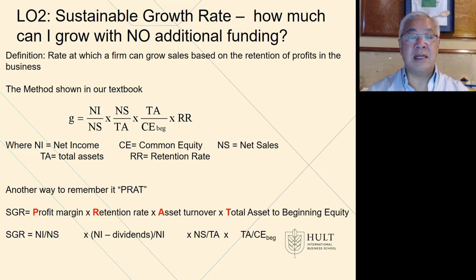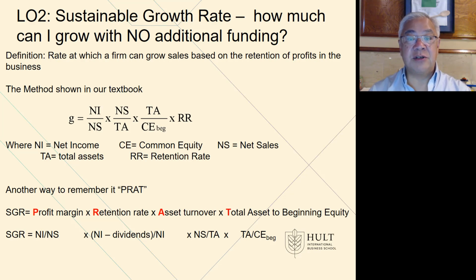Growth rate equals net income divided by net sales. If you look at that, that's for every dollar of sales, what's my net income? So that is a measure of net margin. Second is net sales divided by total assets. If you look at that, for every dollar of assets, how much sales do I get? That is a measure of asset turnover. The third factor, total assets divided by common equity at the beginning of the year. This shows a measure of the growth rate of your assets.